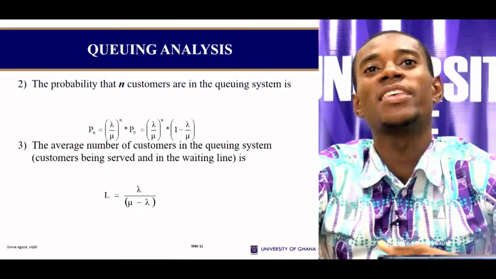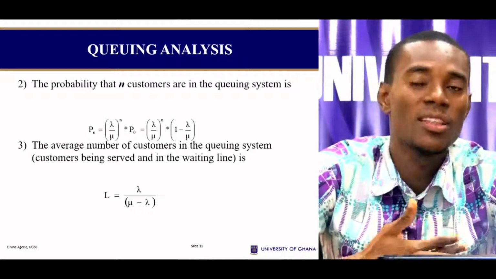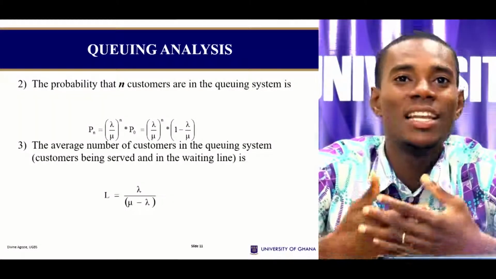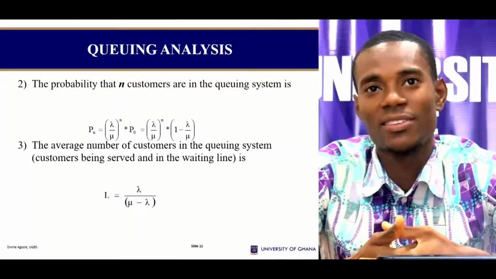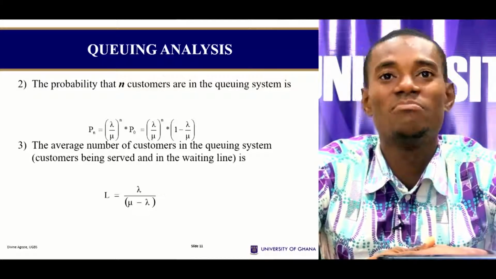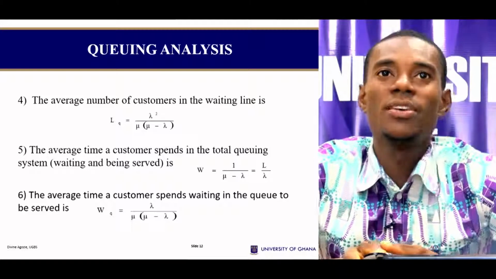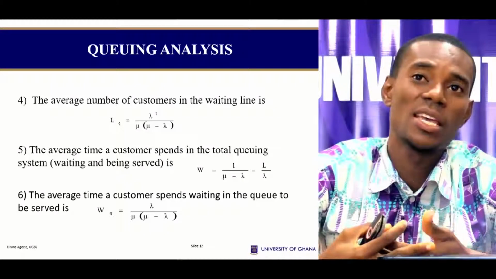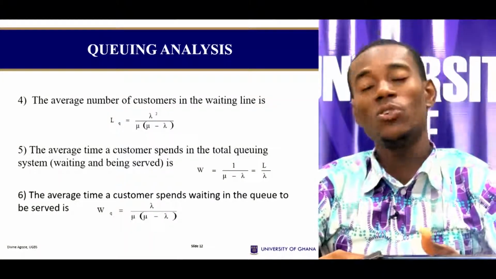So if you want to find the average number of customers in the queuing system, in other words, those waiting and being served, then it is lambda over (mu minus lambda), or the arrival rate over the service rate minus the arrival rate. Okay, and now we can also find the average number of people in the waiting line. So this is what I was saying. Those in the waiting line are actually just seated. It's not yet their time.